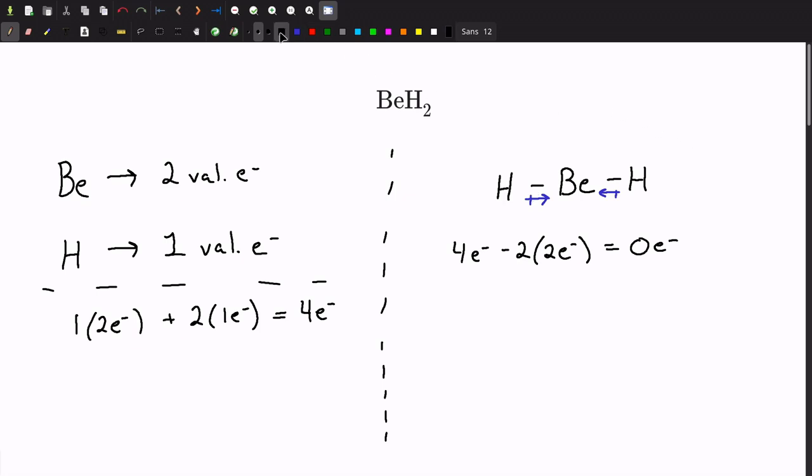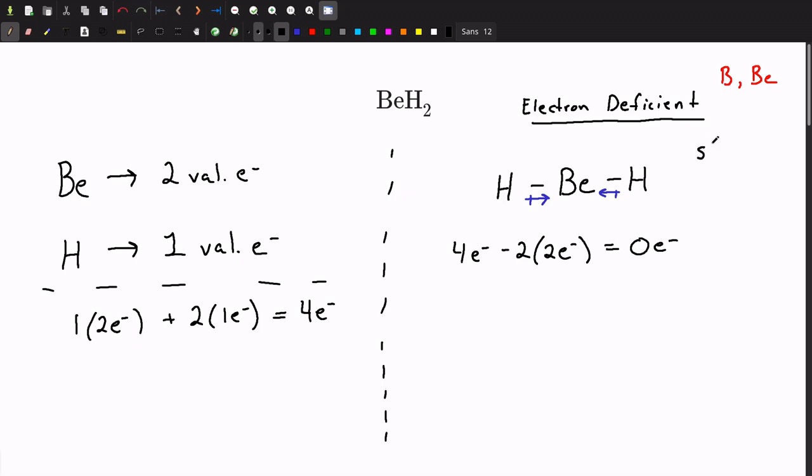This is a special case because we do not have a full valence for Be. This is what we call an electron deficient species. And that's going to happen a lot with the Bs. Okay, so that's boron and beryllium. When we see those, we should think this may be an electron deficient sort of situation.